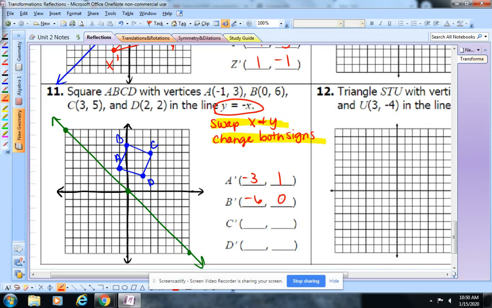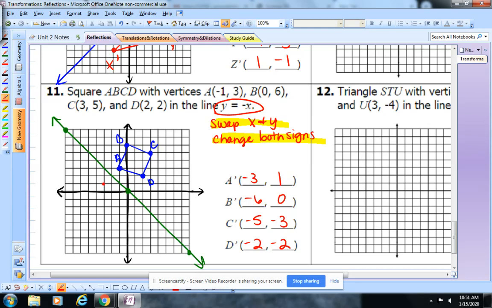So C prime. C is 3, 5. What do you think C prime is? Good. Swap them and change both signs. And then D is 2, 2. What do you think D prime is going to be? -2, -2. So any questions about that? So y equals x, you just swap. Y equals -x, you swap and change both signs. So it's really not too bad to remember. And then lastly, we just graph them.